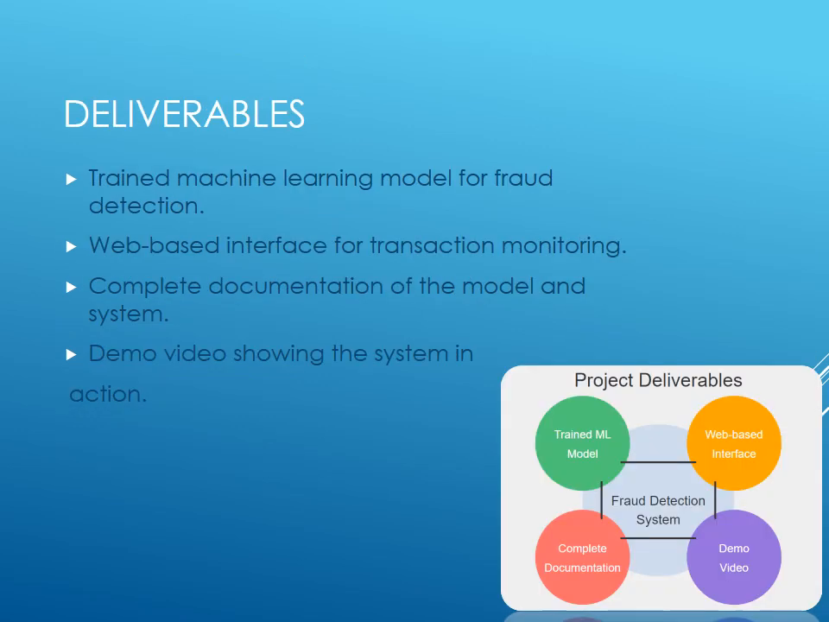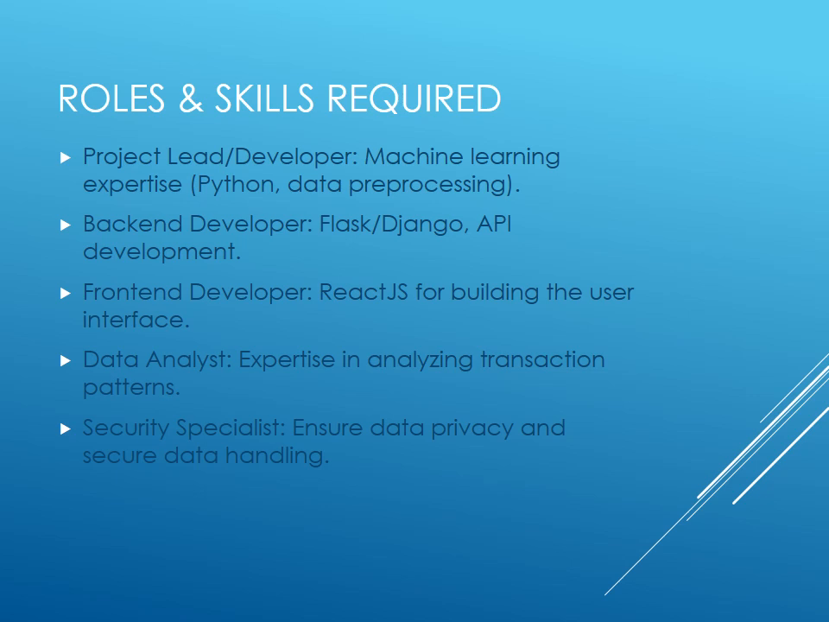And next, deliverables: trained machine learning models for fraud detection, a web-based interface for transaction monitoring, complete documentation of the model and system, and a video showing the system in action. Roles and skills required: project lead developer with machine learning expertise in Python and data processing; backend developer with Flask API development; front-end developer with React.js for building the user interface; and an analyst with expertise in analyzing transaction patterns.